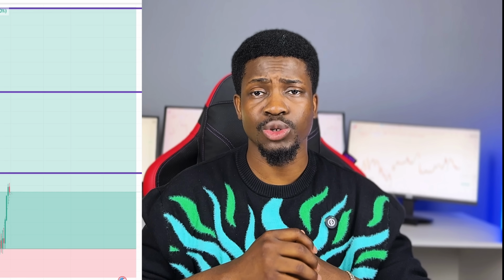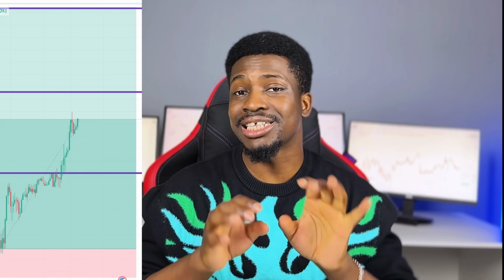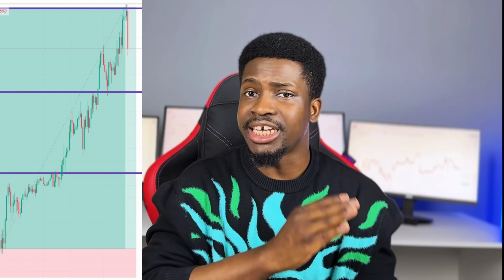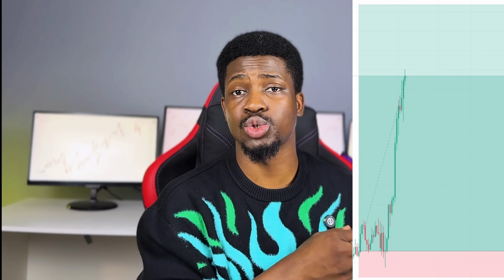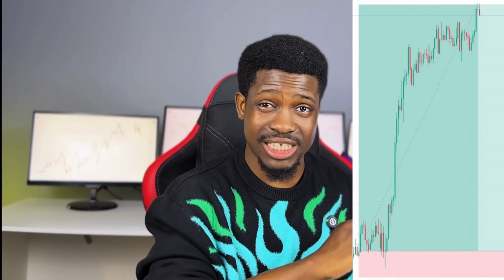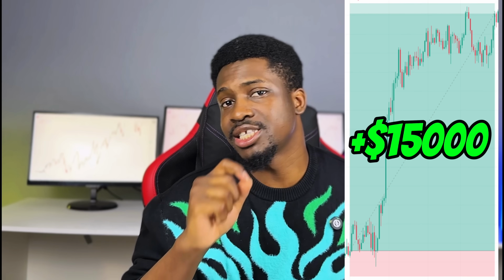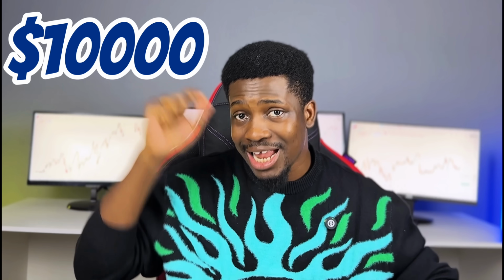This was the exact entry point of our trade, and as you can see, it has zero retracement and it hit all our take profits simultaneously. The same principle was applied on this trade, also hitting all our take profits simultaneously as fast as it could. And now we're about to apply the exact same principle to cash out at least $10,000 from the market live right now.